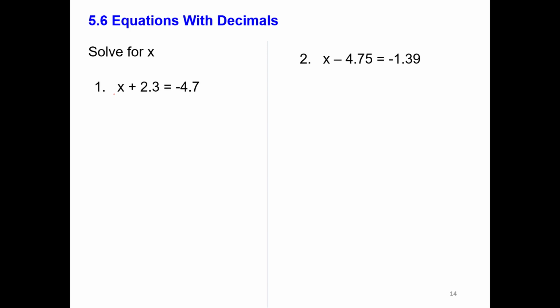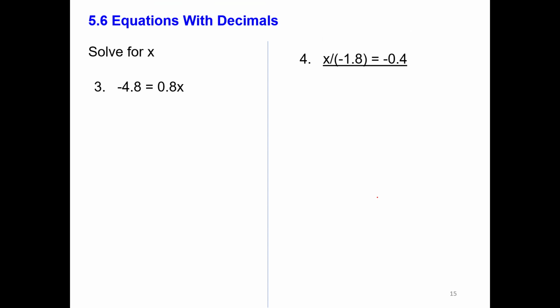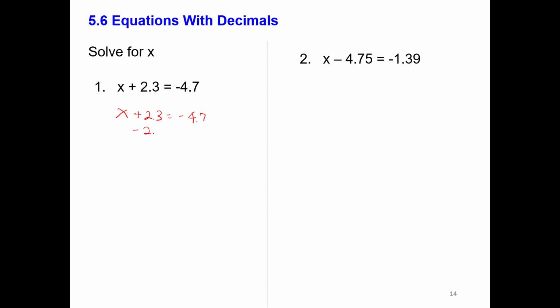We need to solve for x. Let me write the equation here: x plus 2.3 equals negative 4.7. Because we want to solve for x, we need to subtract 2.3 on both sides. The 2.3 cancels out on the left, and here it is easier to add. As both numbers are negative, we add the numbers together and keep the sign.